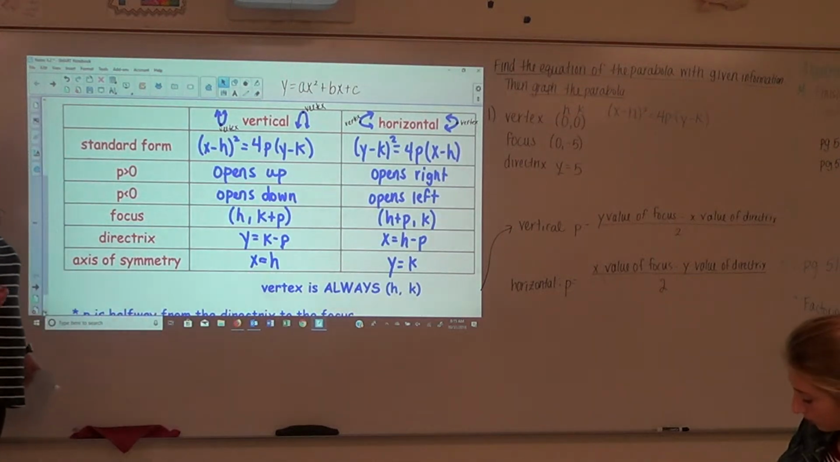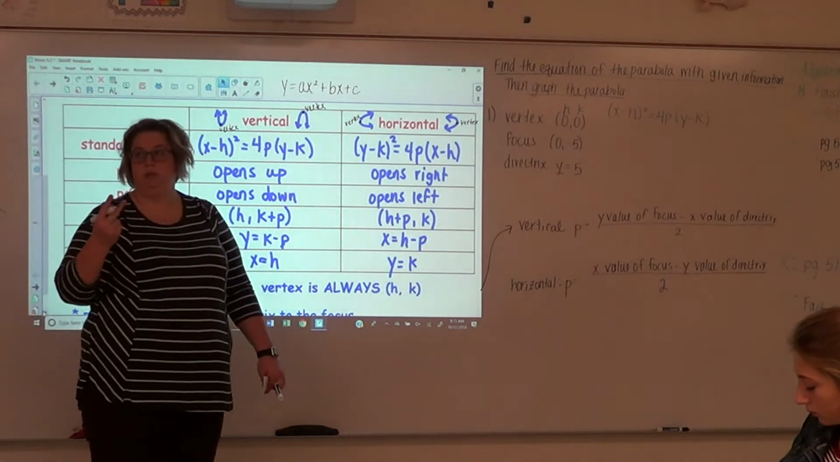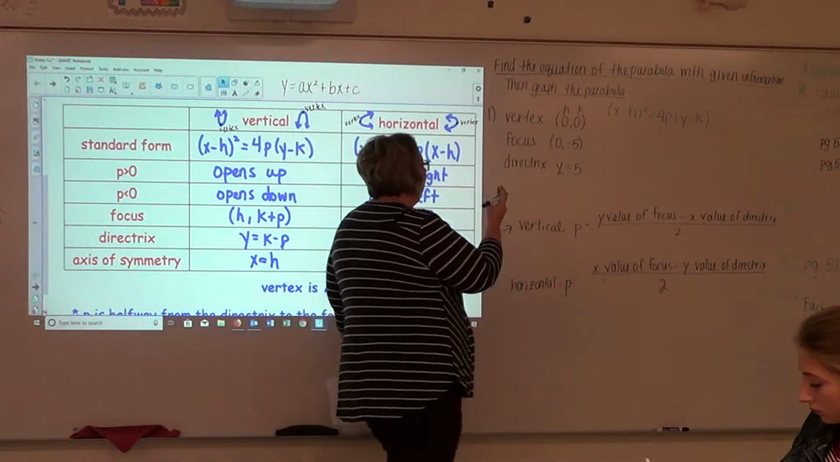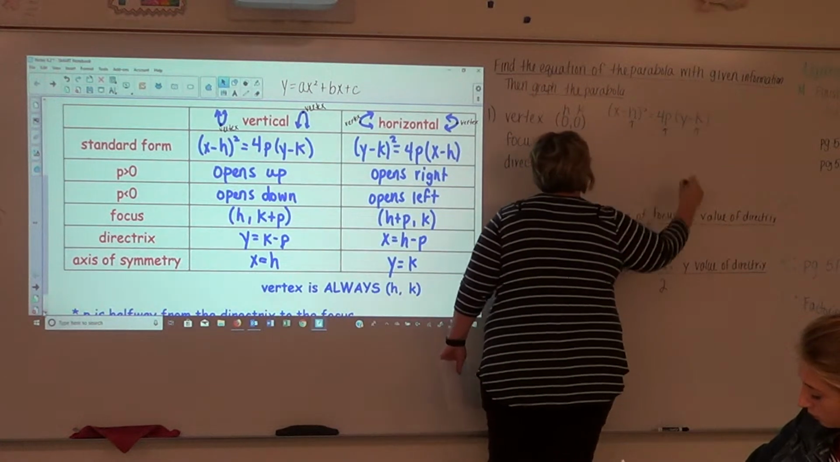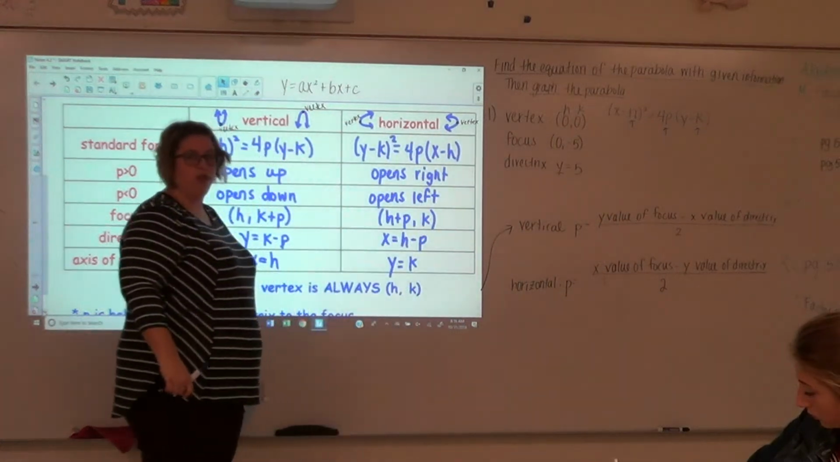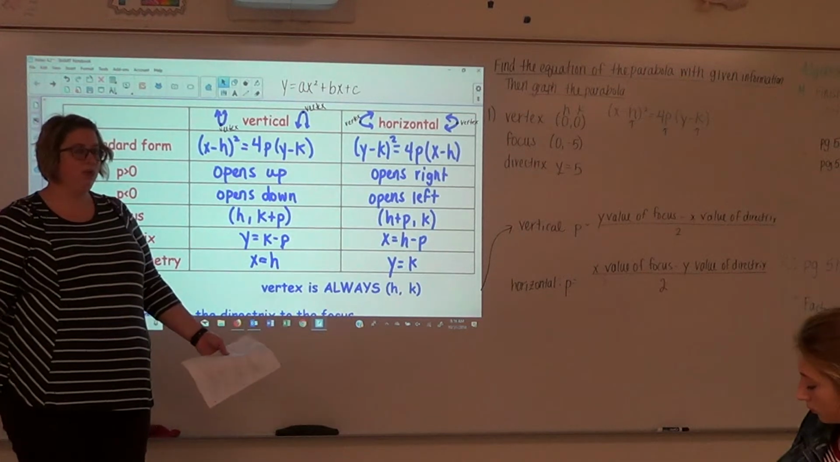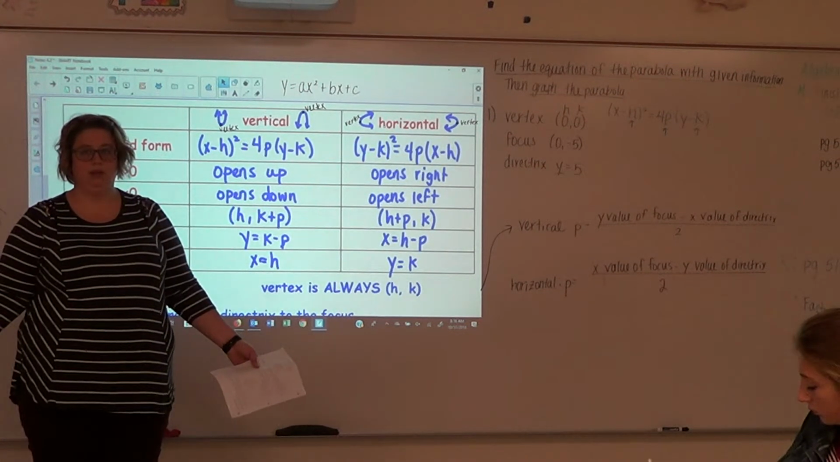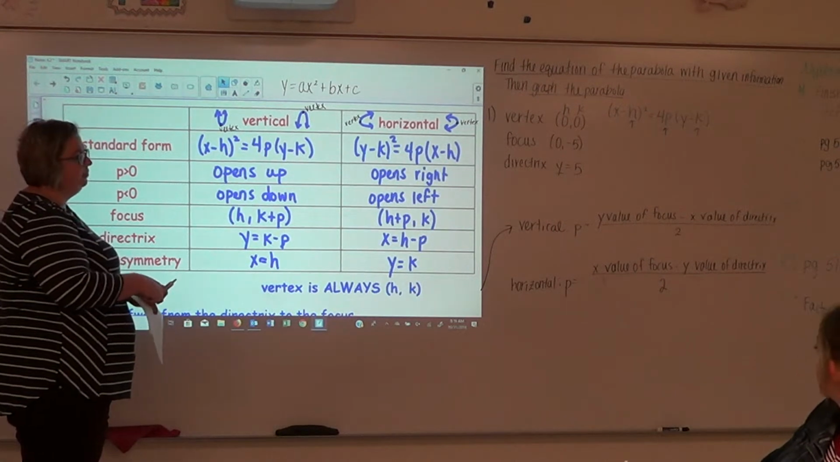Now, if x and y are always x and y, what do I have to find values for? What are my other variables that have to have numbers? H, P, and K. So I have to plug in for H, P, and K. Which ones do I already know? H and K. How do I already know H and K? Because that's the vertex. So what's the only thing I have left to find? P.